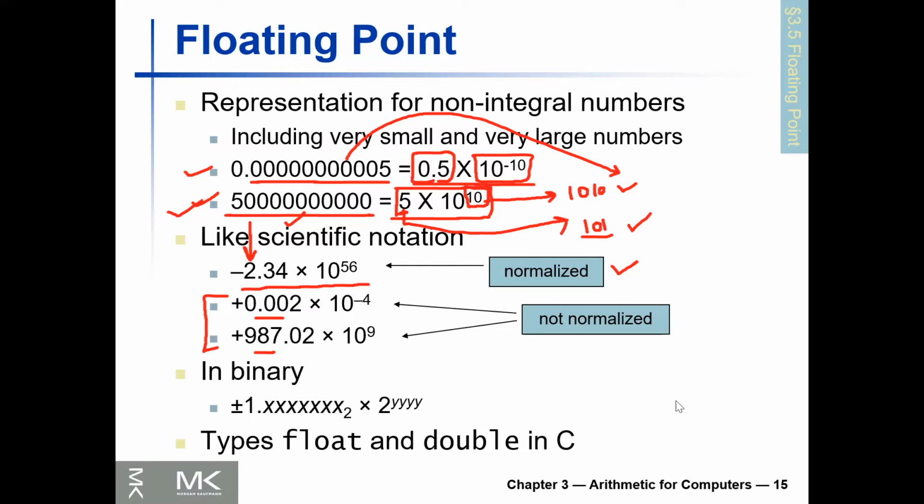In case of binary, we'll have a plus or minus sign, and one bit there. It will always be one if it is a non-zero binary number. It cannot be 2, 3, 4, 5 in case of binary. It will always be 1. Then we'll have 1 point something. Because it is going to be 1 all the time, we are not going to save this 1. It is going to be considered implicit. It is there. We will say it like that.